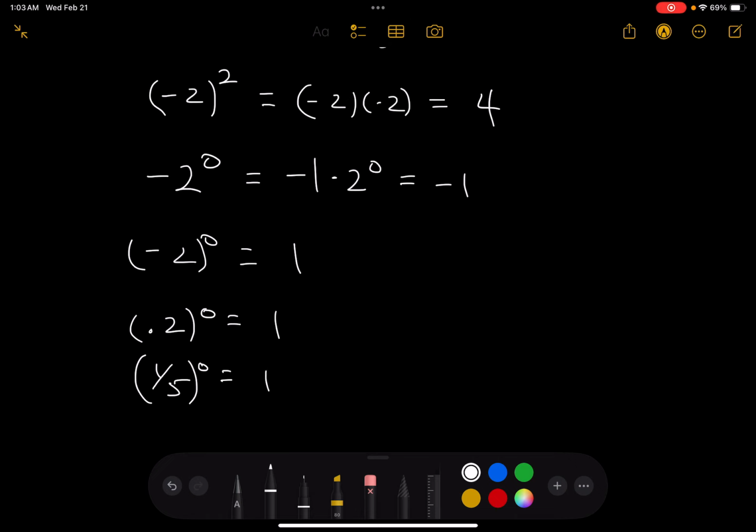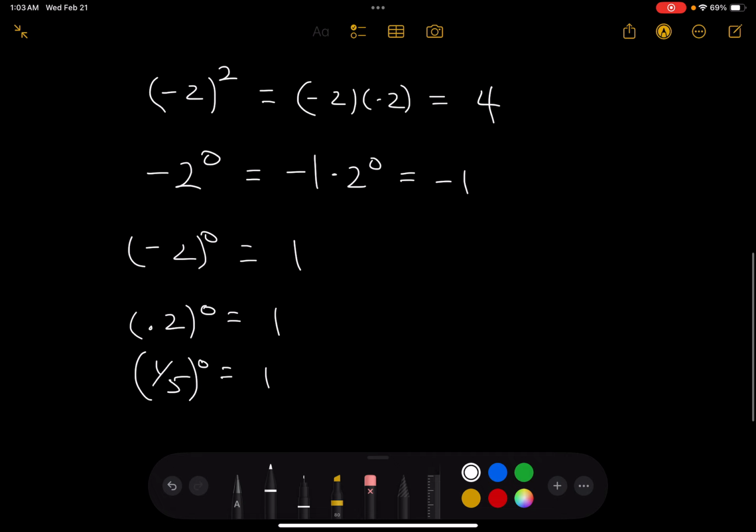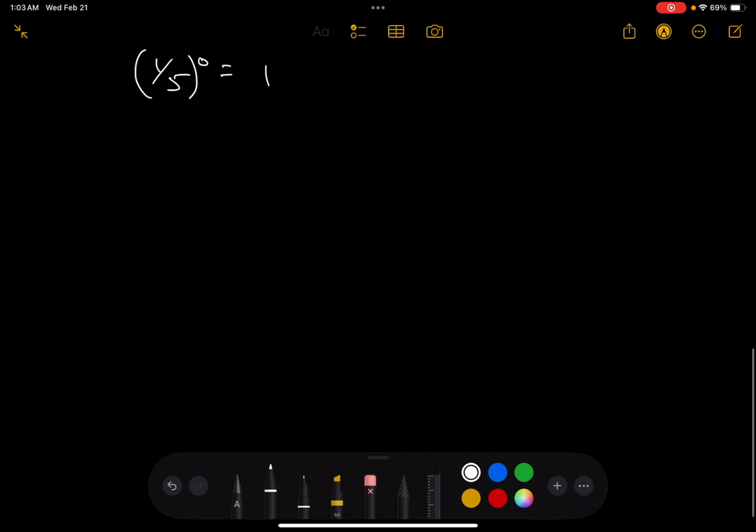Any number to the 0 is 1. Then from there, we can learn about multiplying powers with integer bases. So what if we had 2 to the second times 2 to the third? Well, you might be tempted to say that this is the same thing as 4 times 8, which indeed is 32. But what if it was 2 to the 22nd times 2 to the 33rd? Well, we wouldn't want to evaluate 2 to the 22nd power.